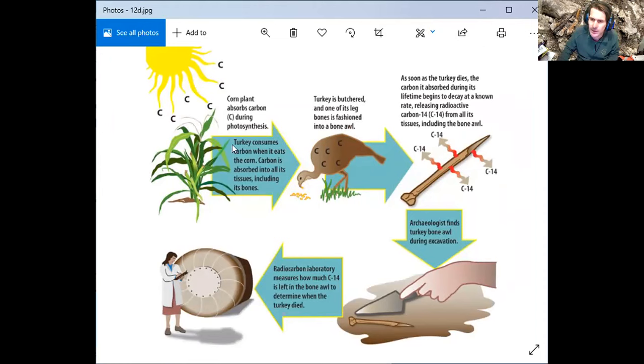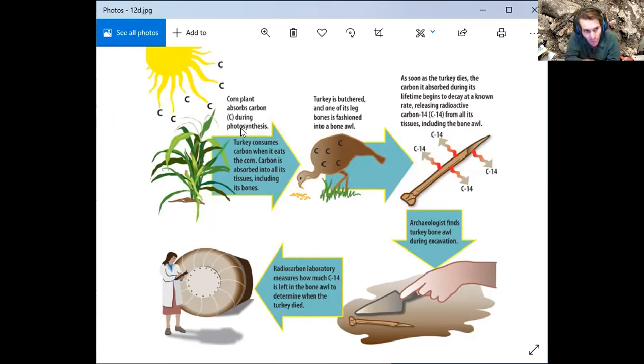So if you've got an archaeologist and he's excavating, right? If you look at this, the corn plant absorbs carbon during photosynthesis. It's locked into the leaves, the roots, the tuber of the plant. It's there. And then as soon as a bit breaks off, the radiocarbon starts to decay, right? Or it's eaten by the little turkey on the right. So the turkey consumes the carbon when it eats the corn.